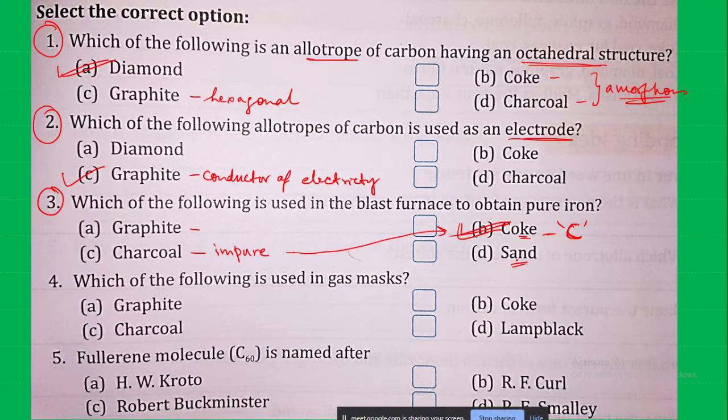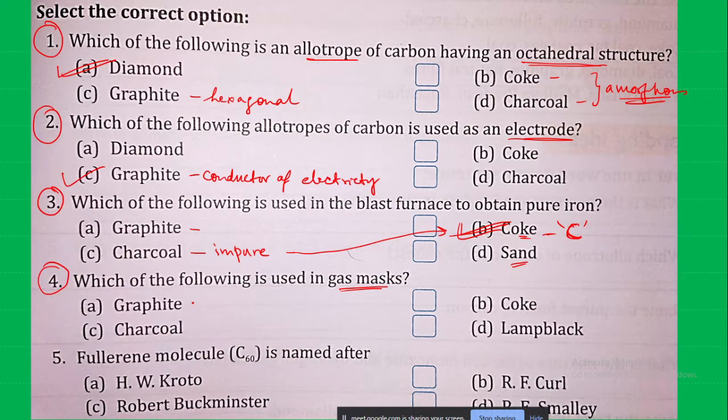Which of the following is used in a gas mask? Graphite, charcoal, coke, lampblack? Yes, it is charcoal. Why charcoal? Because of its property of adsorption, it can adsorb the poisonous gases. Charcoal has a lot of voids, spaces, so inside these the gas can get adsorbed.